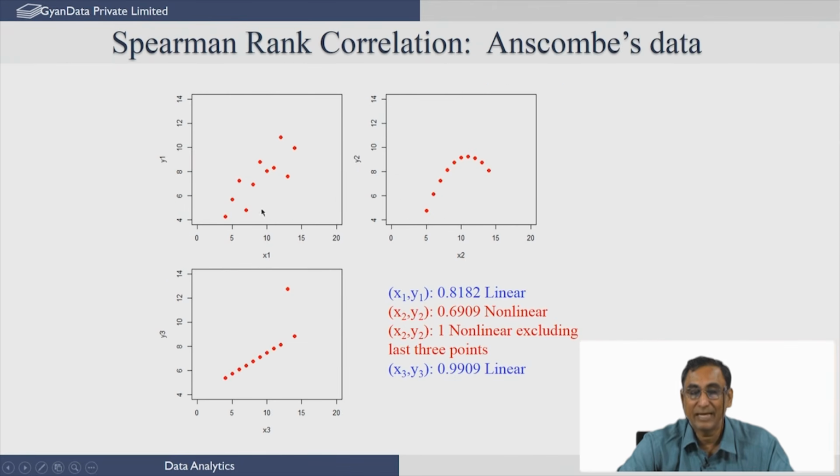So, let us apply it to the Anscombe data set. In this case also we find that for the first one the Spearman rank correlation is quite high, in the second one also reasonably high. In fact, the Pearson also was high. Notice that the Pearson was the same for all of these, and the third one also is fairly high, 0.99. So, all of these are indicating that there is a really strong association between x and y.